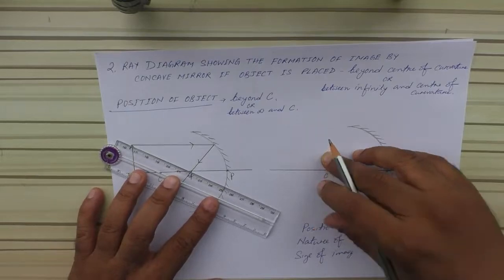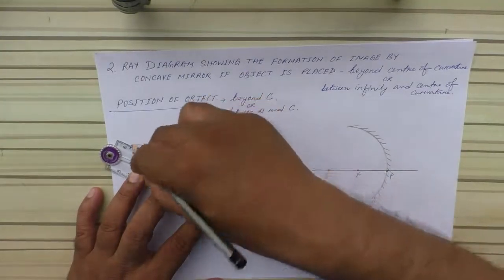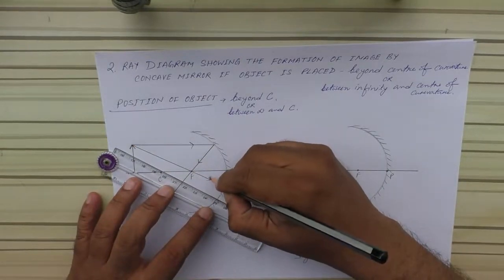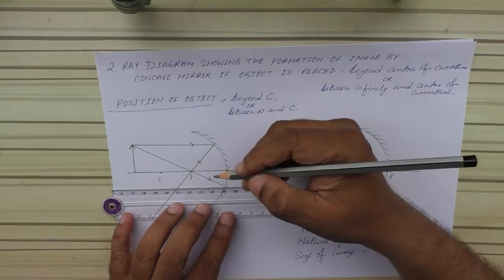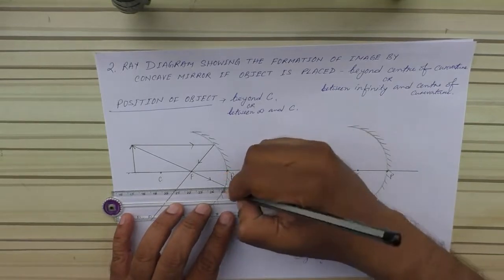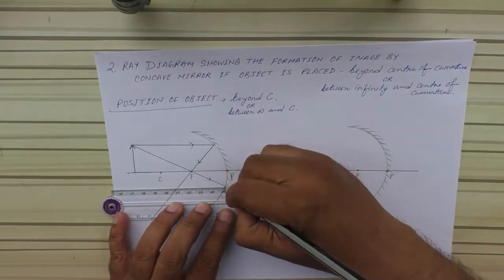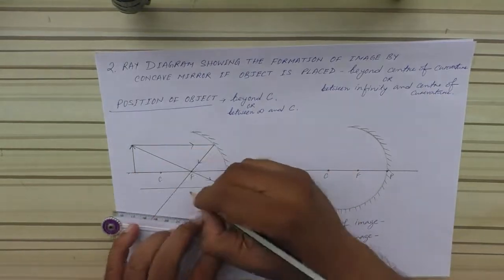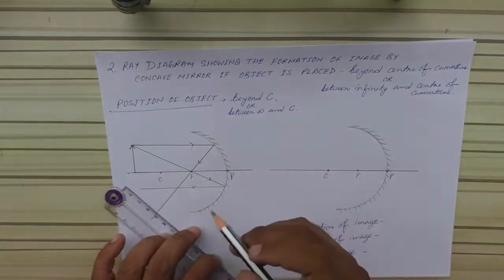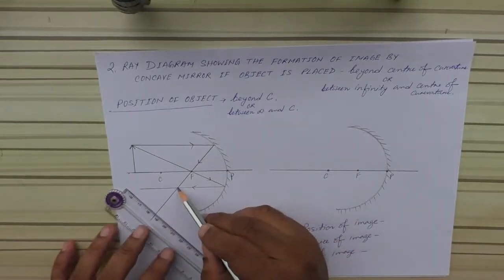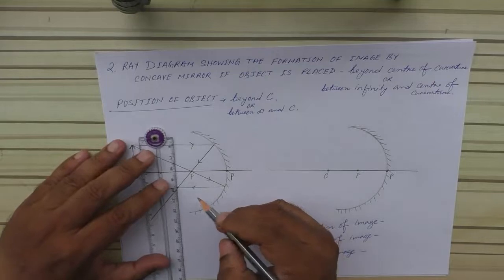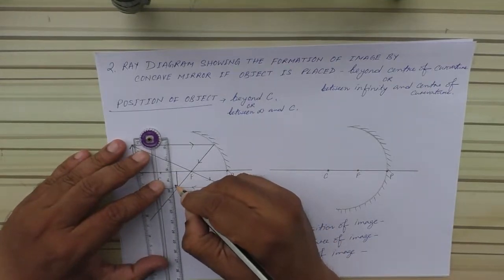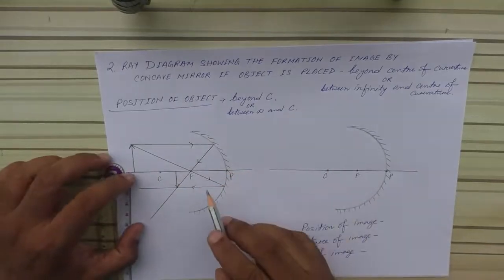And again, from the top of the object, a ray of light incident after passing through focus. And we know the rule, what will happen to this light ray. This light ray will become parallel to the principal axis. After reflection, the two reflected light rays intersect at this point. Here we can draw an image like this, perpendicular on the principal axis.